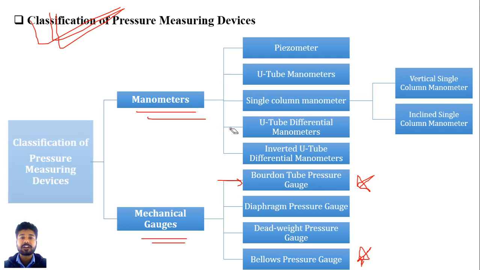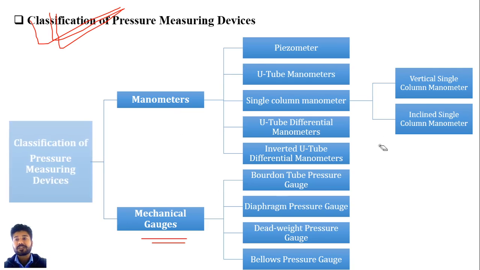In this session we'll cover only this classification, and in the very next lecture, lecture number 8, we'll cover in detail all about these manometers. So the first one is the manometer. Again, the manometer is classified into several types, and it is used to measure the pressure of different flows.